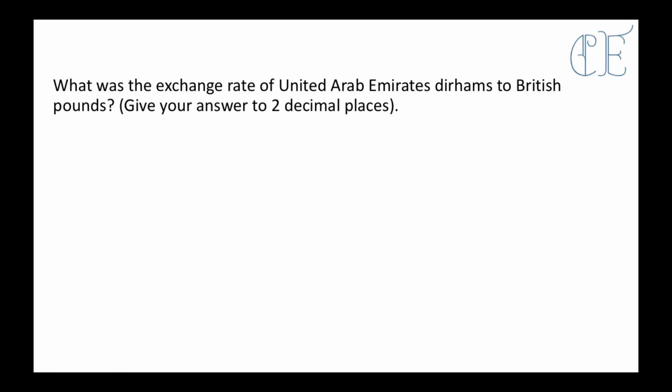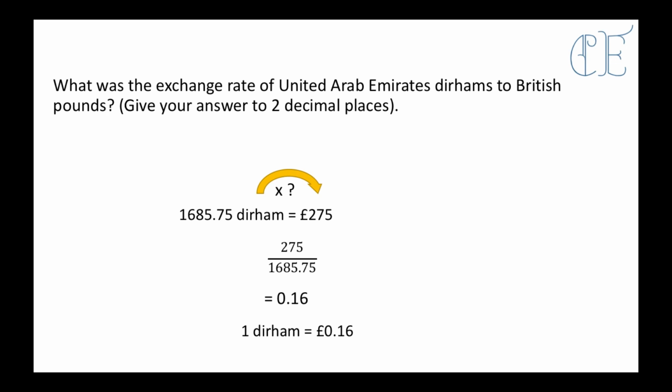Let's look at the other one, the other way around. What was the exchange rate of United Arab Emirates dirhams to British pounds? It's the other way around now. I want to know what 1 dirham is worth in terms of pounds. Okay. So I've got my dirhams on the other side this time, and I put my pounds on this side, and I want to know what I times by. So instead, I do £275 divided by 1,685.75. Okay, that gives me 0.16. So 1 dirham is worth 0.16 pounds.